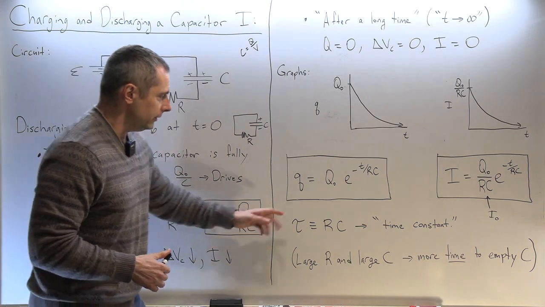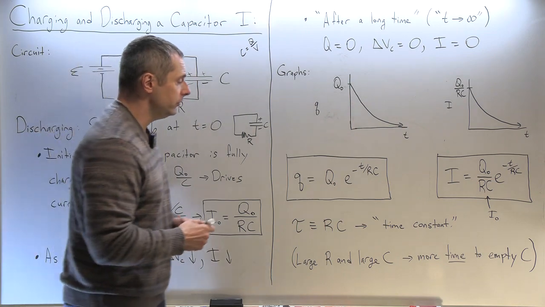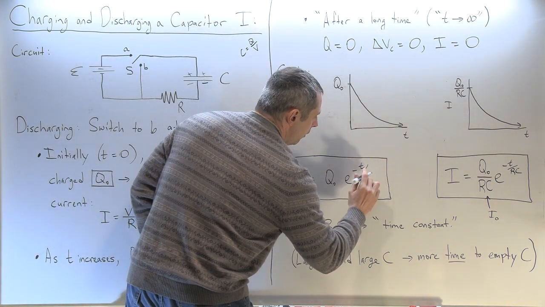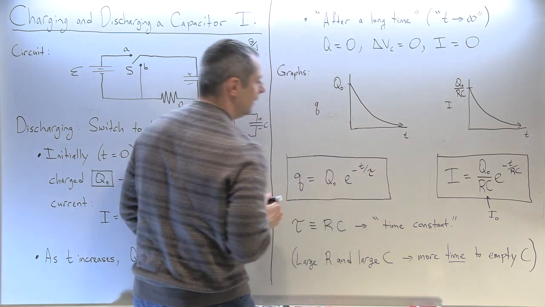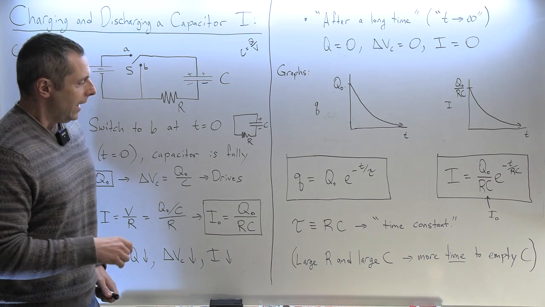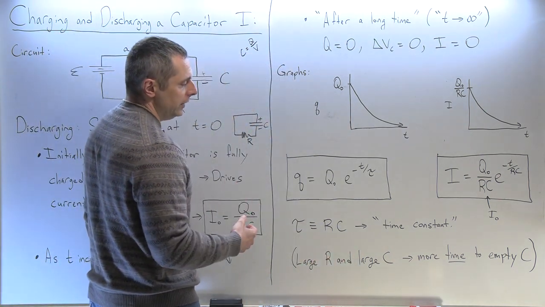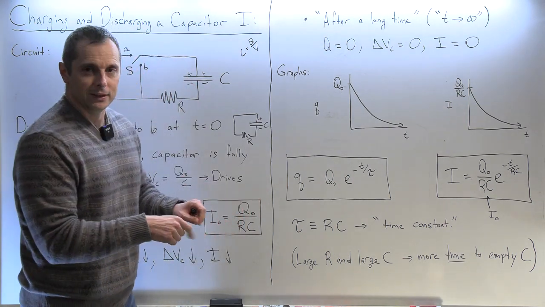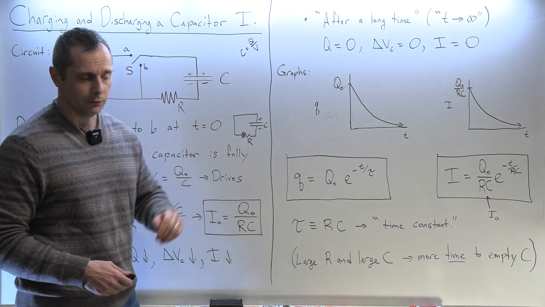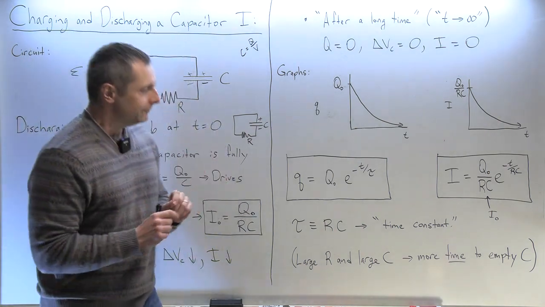Same comments apply about RC being able to be defined as the time constant. So if you wanted to, you could rewrite all the formulas with a tau over here, that Greek letter, or RC. Either way is fine, okay? And then, again, same comments about large R and large C. They take more time to empty the capacitor this time. Maybe you don't even need to write these down. It's kind of redundant.